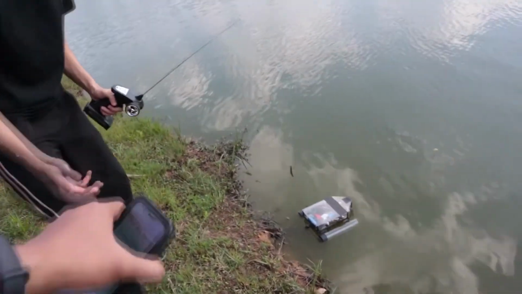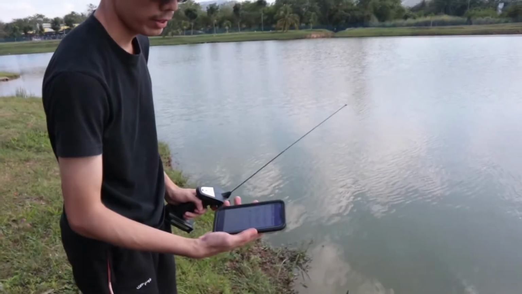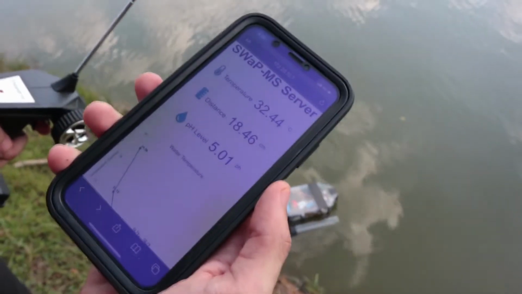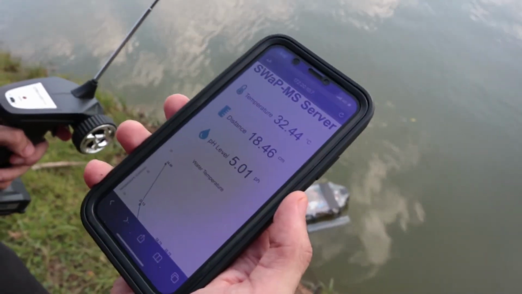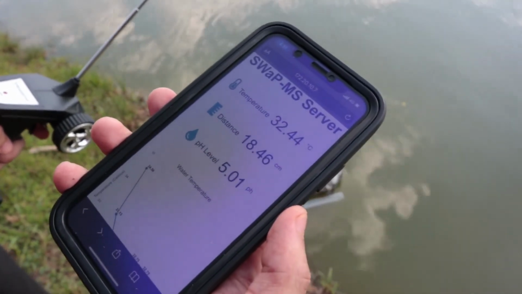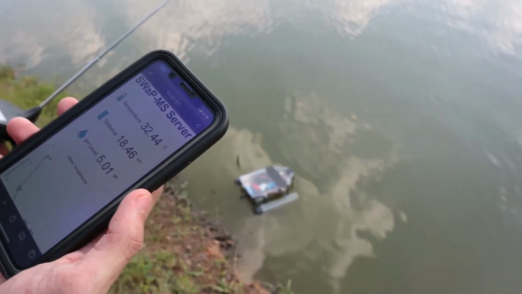Okay, this is the first reading. The water pH level is 5, the distance is 18.46, and the temperature is 32.44. We're going to move it about 5 cm apart and take every reading.